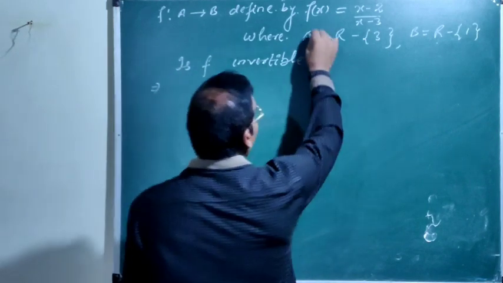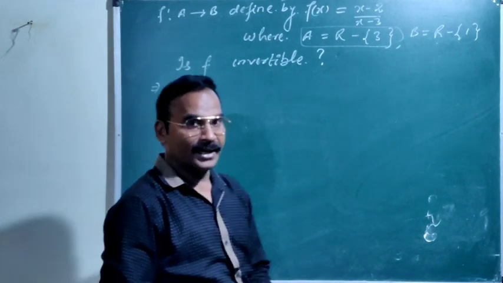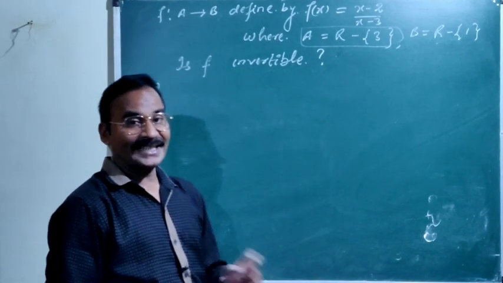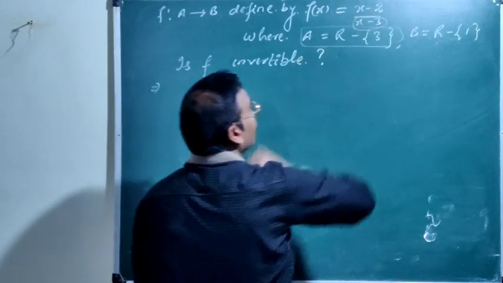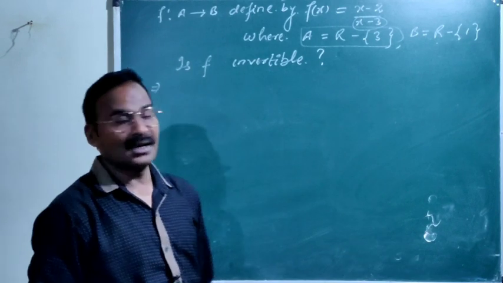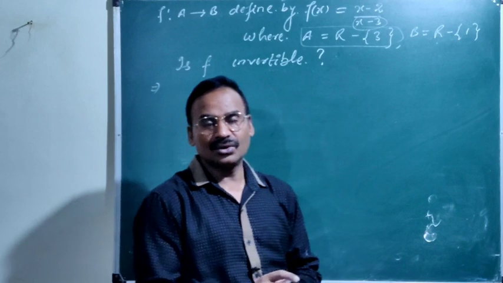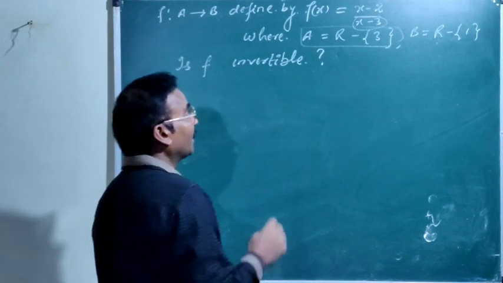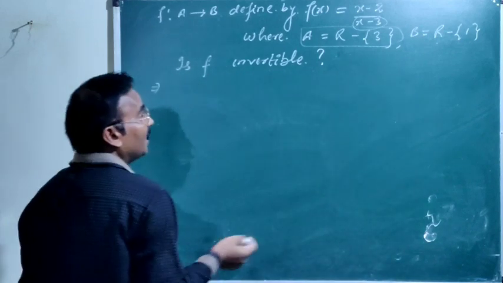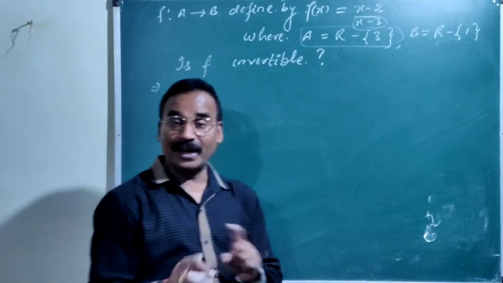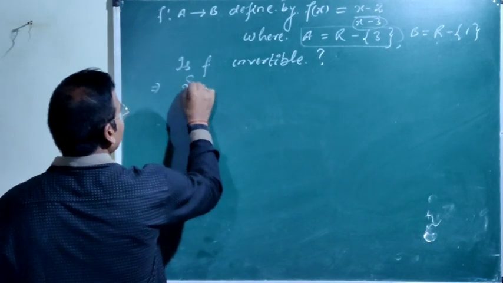Now, what is the meaning of R minus 3? It means you have to take the domain as the whole real numbers except 3, because at the value of x equals 3 this is undefined. x minus 2 by 0 will be infinity, and infinity never exists as a real number. And B is the range of the function. And what is B? It means you have to find the second function, the inverse function. Okay, now first you find the inverse function.